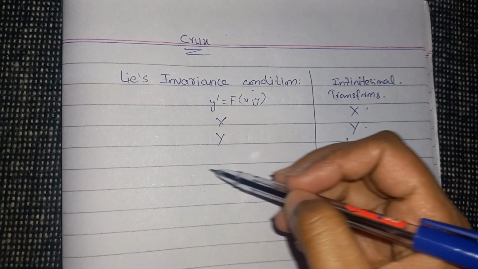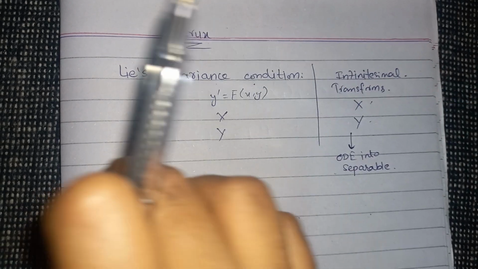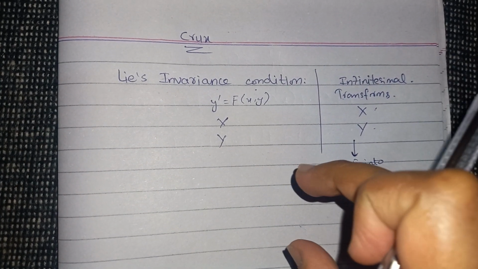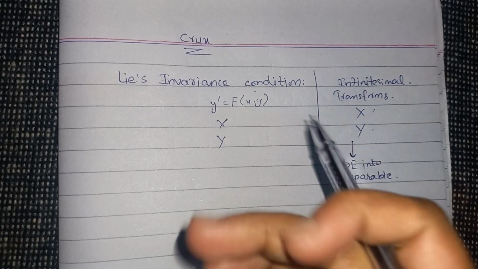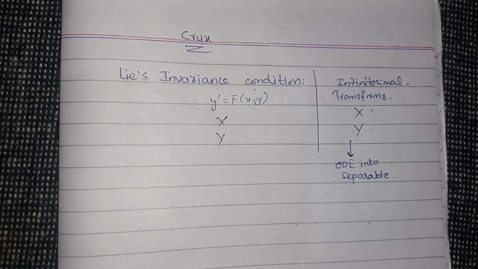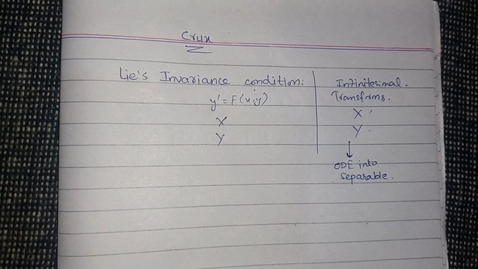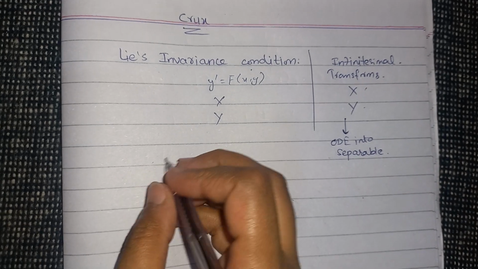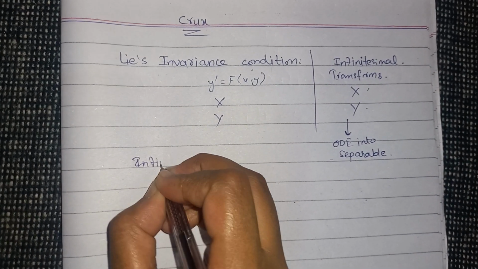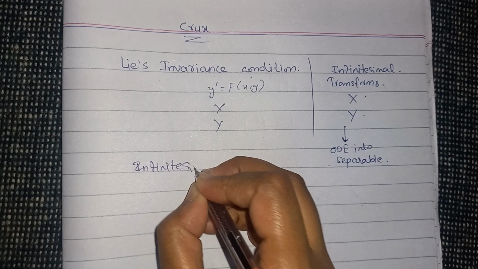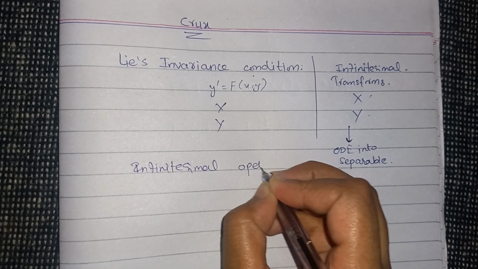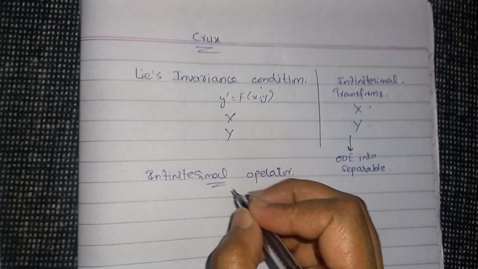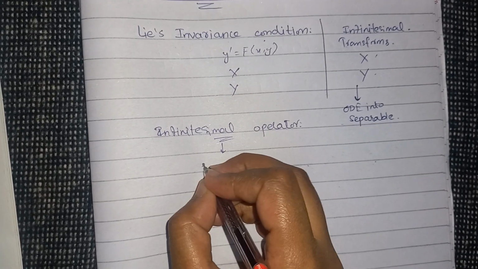Instead of using these values in the given differential equation, we just substitute these values in Lie's invariance condition, and if that condition is identically satisfied, then we say that the given differential equation is invariant under that Lie group. Okay, now students, after that we developed the idea of the infinitesimal operator. And while discussing the infinitesimal operator, we discussed the extended operator.